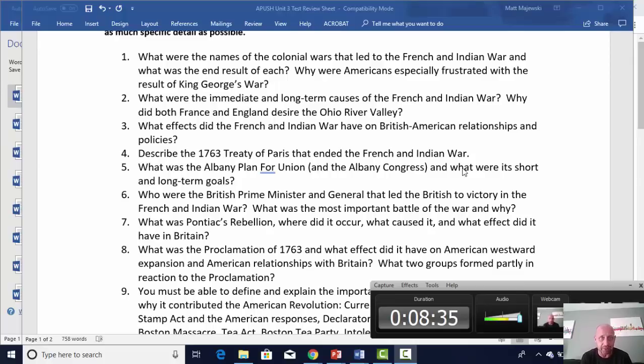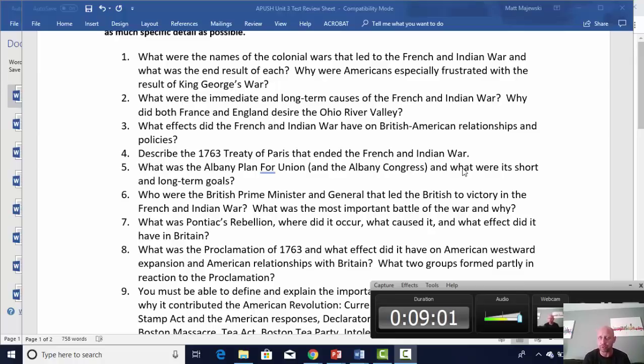Well, it was negative, as you might expect. A lot of Americans ignored it. Other Americans intentionally defied it. And a lot of Americans grew increasingly frustrated with Britain and with British policies. Again, along with the French and Indian War, the Proclamation is really the beginning of the split between American colonists and the British government. What two groups formed partly in reaction to the Proclamation?